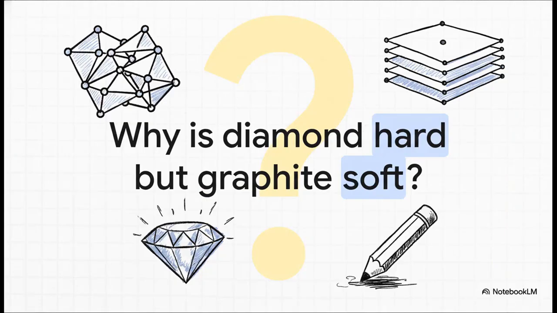So let's kick things off with a real head scratcher. On one hand, you've got a diamond. We all know it's the hardest natural substance out there. And on the other, you have the graphite in your pencil, which is so soft it just flakes off onto paper. What's the deal? And here's the kicker. They're both made of the exact same thing. Pure carbon atoms, just that. So you gotta ask, how can this same single ingredient produce such wildly different results?